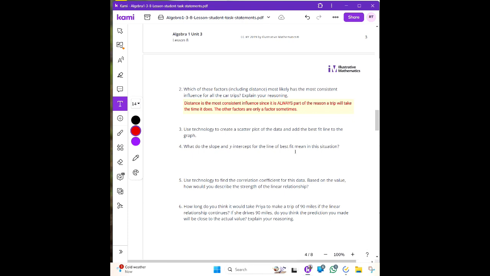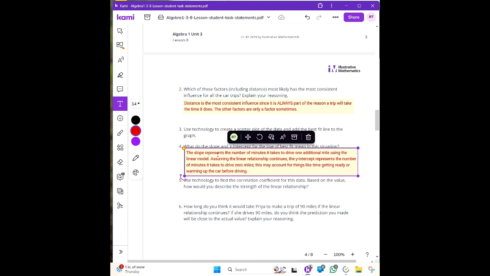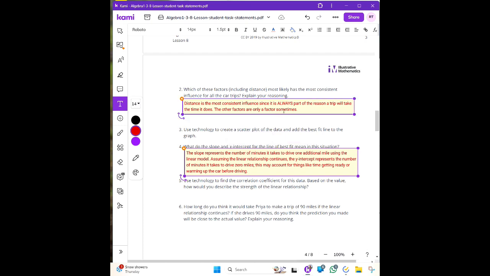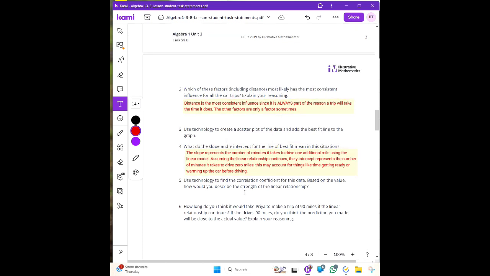What do the slope and y-intercept for the line of best fit mean in this situation? Okay, so basically what is happening here? What does this information relay to us? So the slope represents the number of minutes it takes to drive 1 additional mile using the linear model. Assuming the linear relationship continues, the y-intercept represents the number of minutes it takes to drive 0 miles. This may account for things like time getting ready or warming up the car before driving.